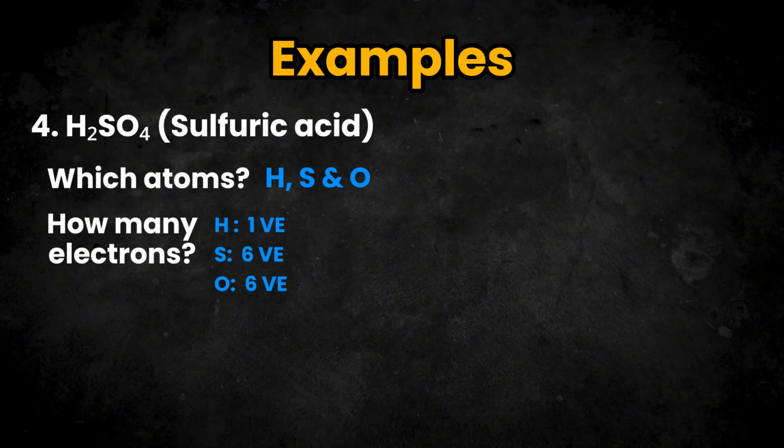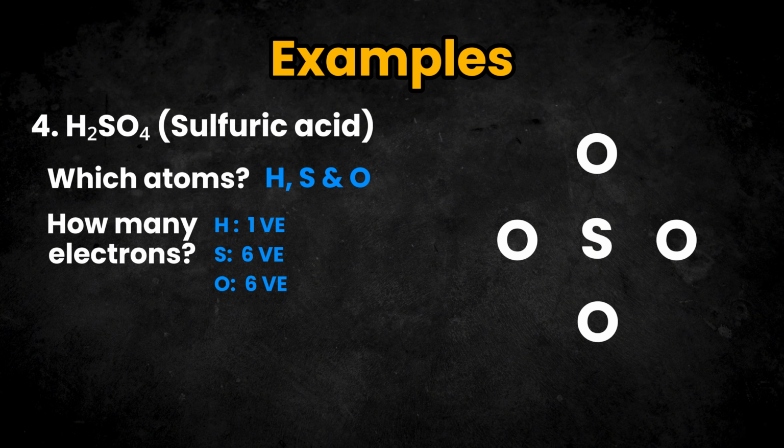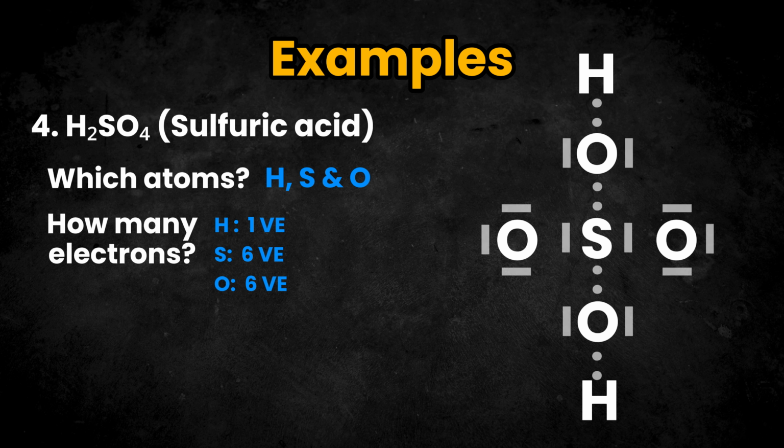Now, to build the Lewis structure, we follow our rule for acids. Place the atom that can form the most bonds in the center, which in this case is sulfur or oxygen. But since we know it's an acid, we know that oxygen is placed around a central atom, so we know that sulfur needs to be placed in the middle. Then, we arrange the oxygen atoms around sulfur, and finally, we place the hydrogens on the oxygens, not directly on sulfur, but next to the oxygen atoms like this.